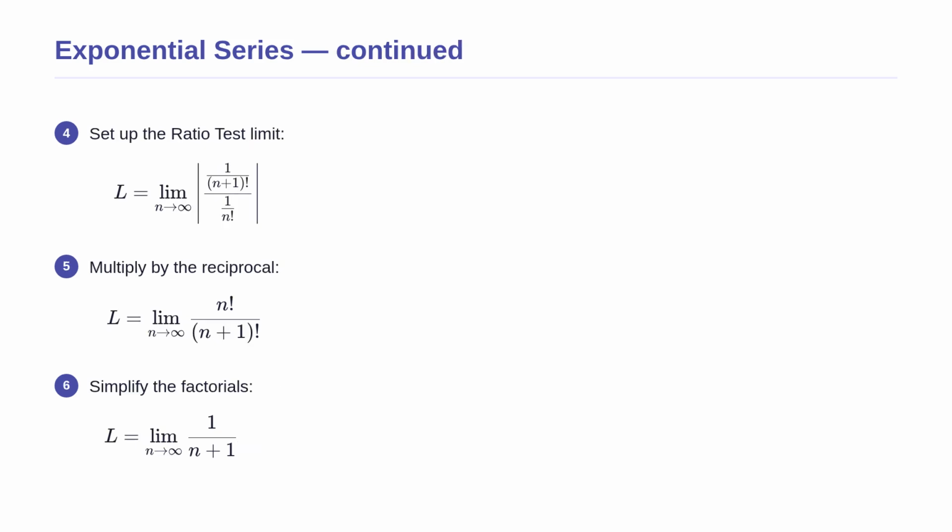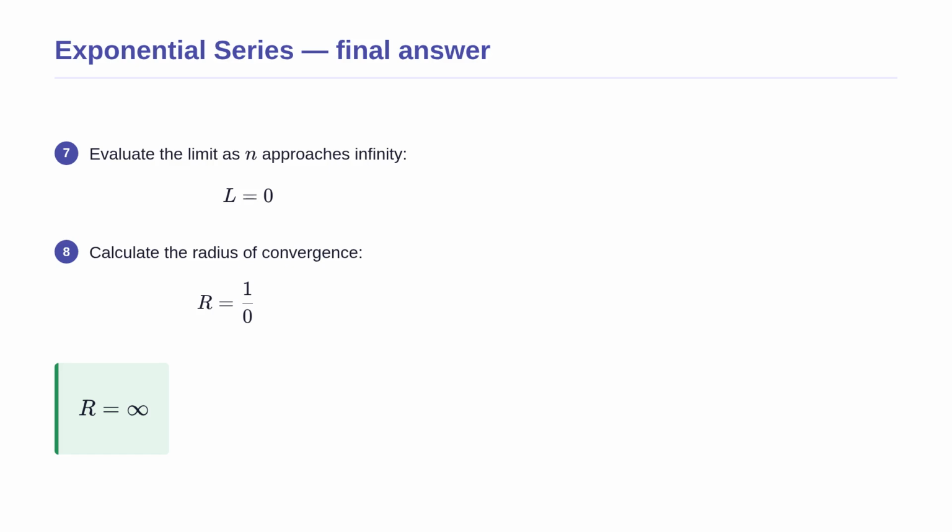Continuing with our example, we now apply the ratio test. We set up the limit of the absolute value of the new coefficient divided by the old coefficient. To simplify this complex fraction, we multiply the top fraction by the reciprocal of the bottom fraction. Remember that n plus 1 factorial means multiplying a number by all integers smaller than it. So it is just n plus 1 multiplied by n factorial. The n factorial terms on the top and bottom will cancel each other out perfectly, leaving us with a much simpler fraction. Now we evaluate the limit.